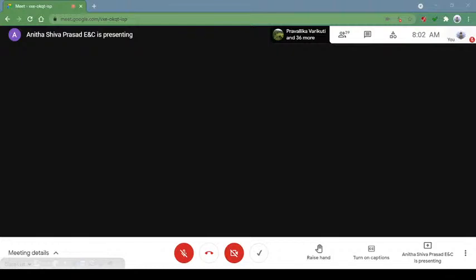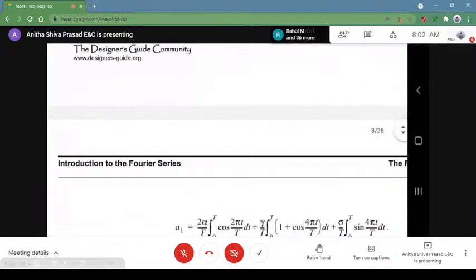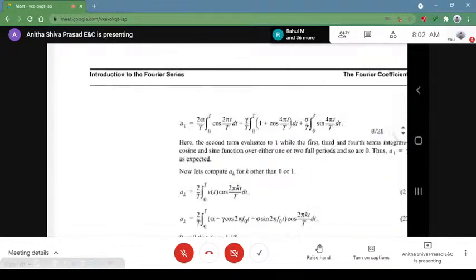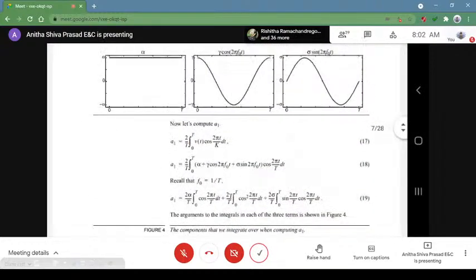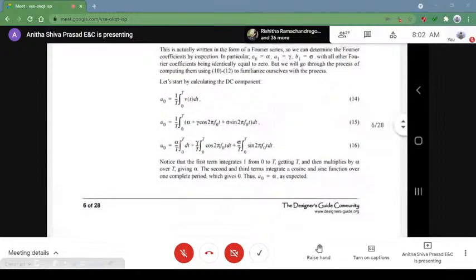A naught is given by this. A1 is given as 2 by T. These are called the Fourier coefficients. Using these Fourier coefficients, you are going to express the signal.